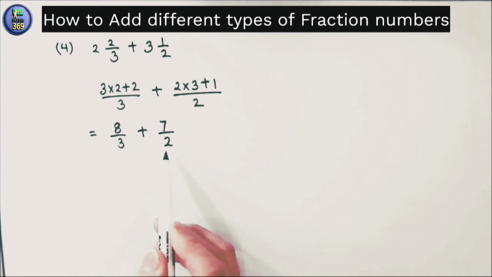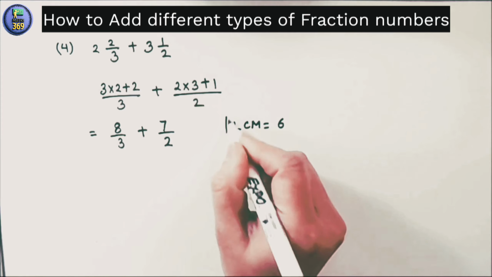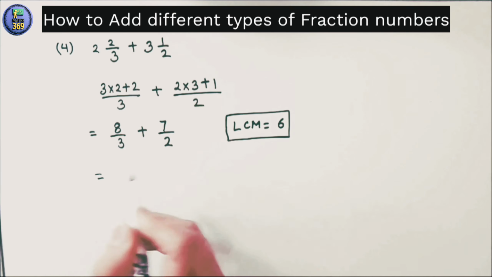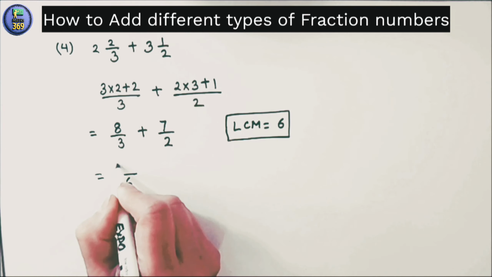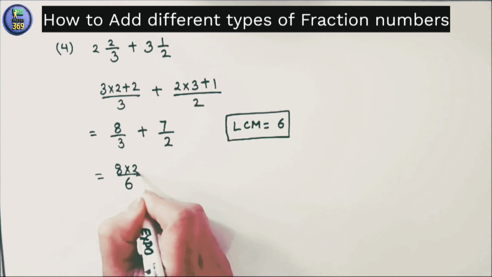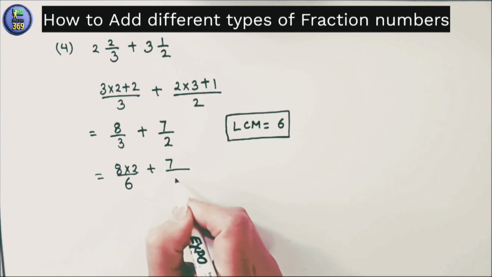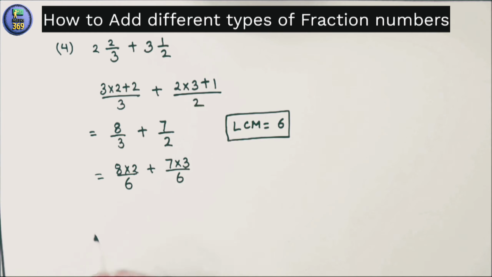The next step is to find the LCM of the denominators. The LCM of the denominators is 6, because 3 times 2 is 6. Now we will make both the denominators as 6. So 3 times 2 is 6, so we will multiply the numerator by 2. And in the other fraction, we have 2 times 3 is 6, so we will multiply the numerator by 3.